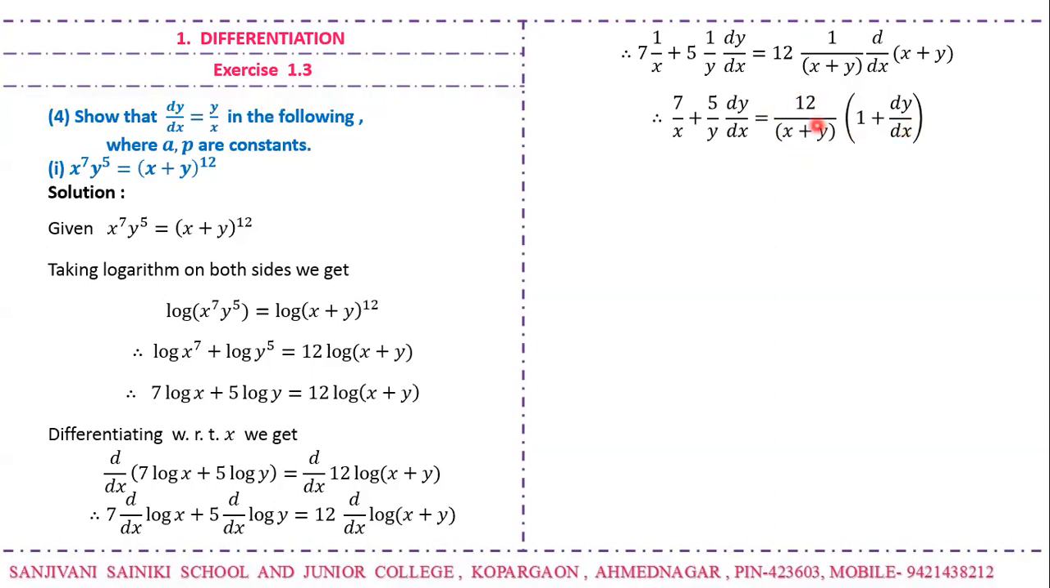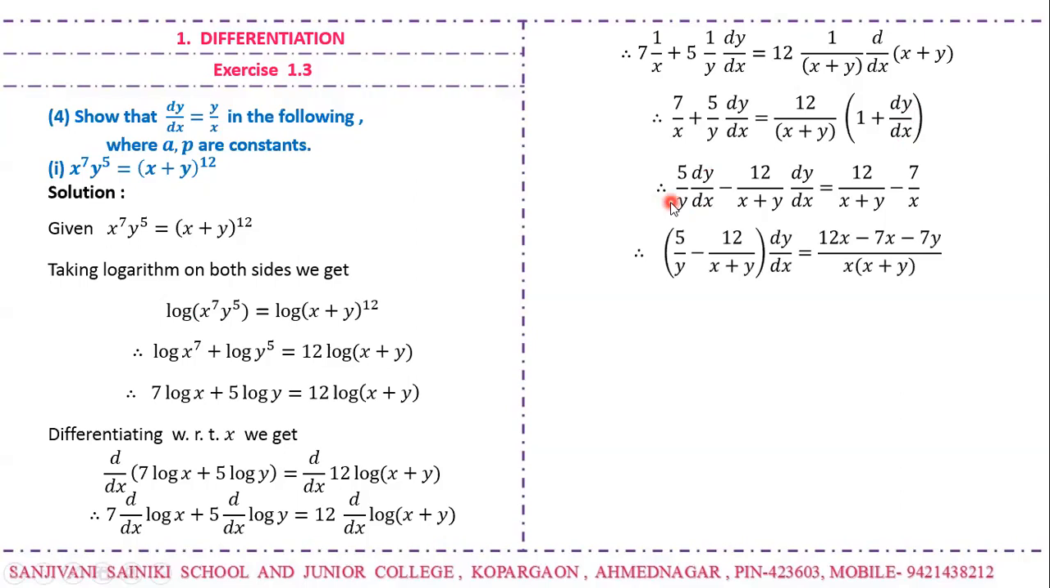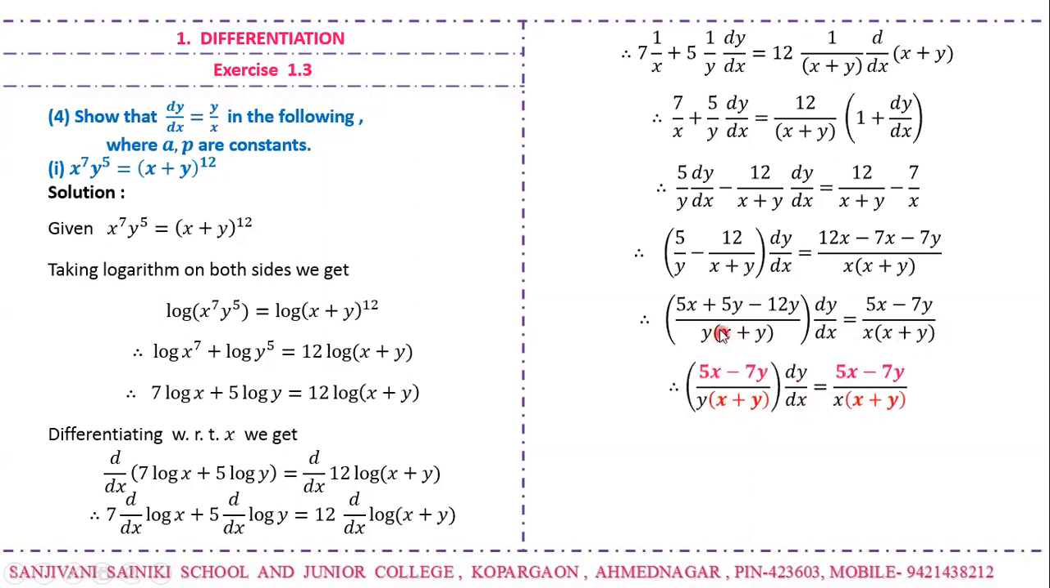Now multiply this 12 upon (x plus y) to this bracket and take the term which contains dy by dx to this side. Now take dy by dx common from these two terms and then simplify, after cross multiplying: (5x plus 5y minus 12y) upon y into (x plus y). Similarly, (12x minus 7x minus 7y) upon x into (x plus y). So both sides have (x plus y), so they cancel each other, and this simplification comes out to be 5x minus 7y, 5x minus 7y.